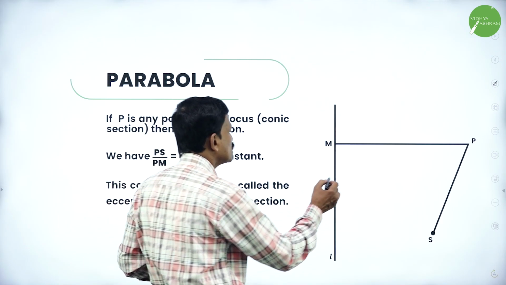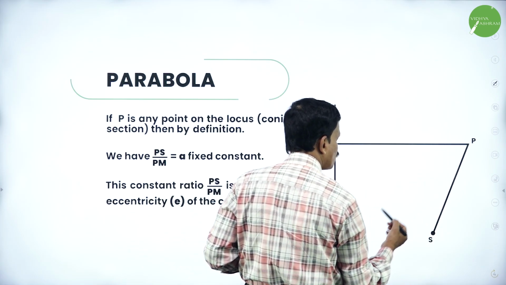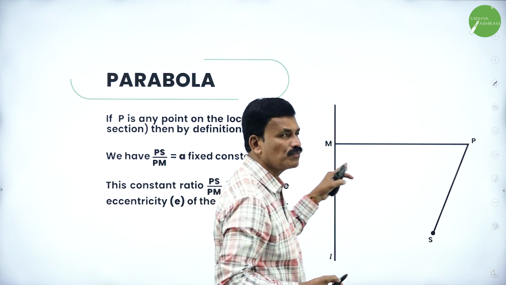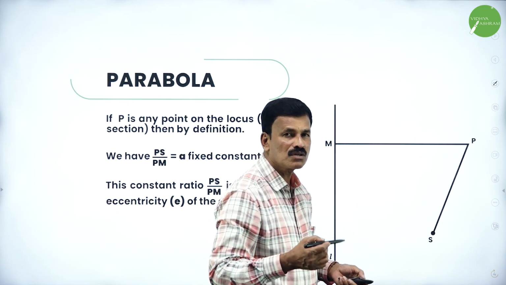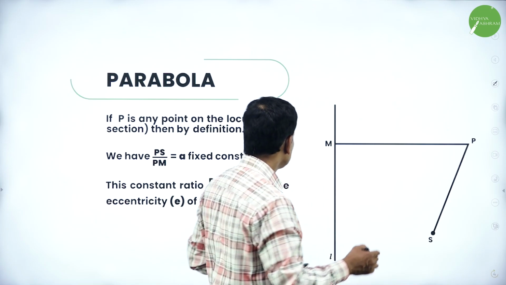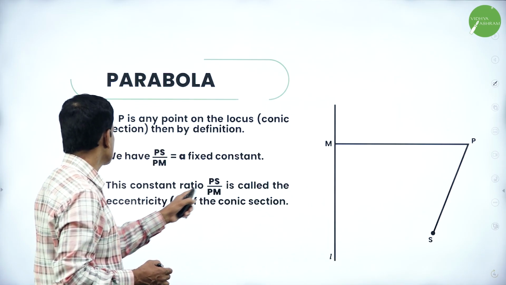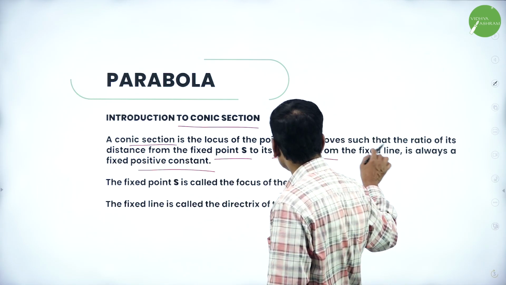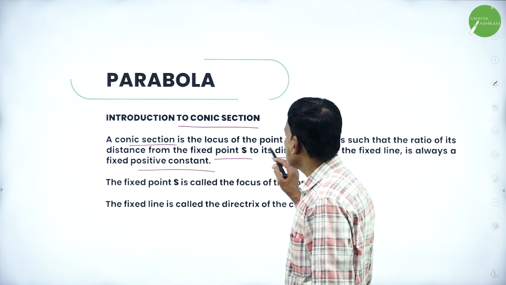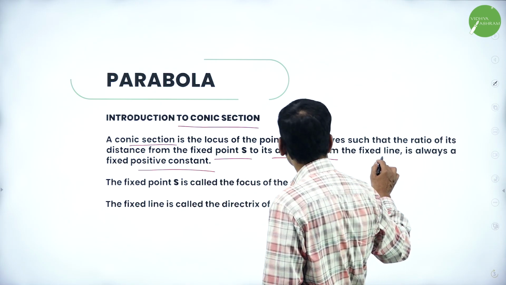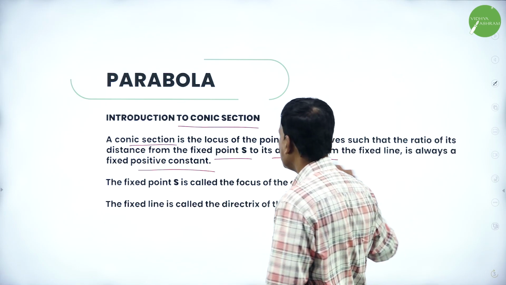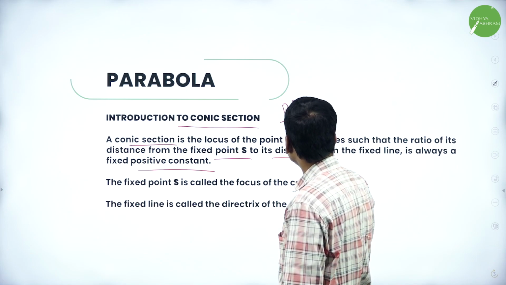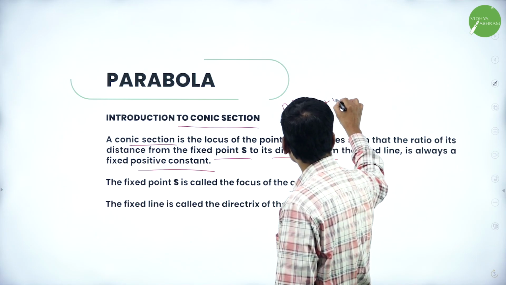See here, this is the fixed point, and this is the focus. The distance from P to S and the distance from P to M: the ratio PS by PM is always a positive quantity. That is, a conic section is the locus of a point which moves in a plane such that the ratio of its distance from the fixed point S to its distance from the fixed line is always a positive constant, denoted as PS divided by PM.